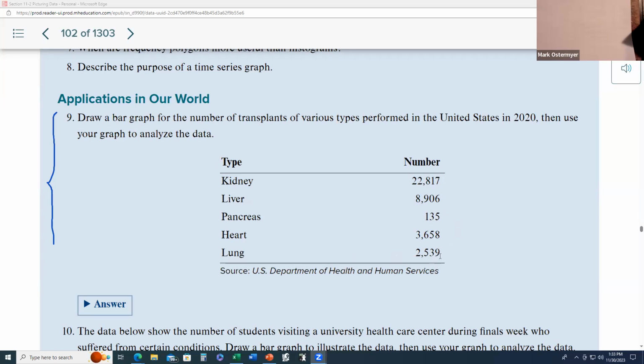And the scaling that you choose, ladies and gentlemen, you just got to make sure that you choose an appropriate scale on your vertical axis that will accommodate all the way up to about 22,817. So your vertical axis cannot just run from 0 to like 10,000. That's not good enough because you're going to be excluding the kidney category here. So you got to make sure your vertical axis runs the full gamut here. And how you space your tick marks is up to you.